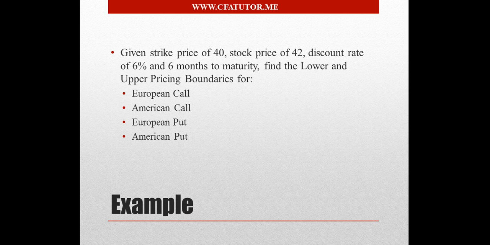Given a strike price of 40, a stock price of 42, a discount rate of 6%, and 6 months to maturity, find the lower and upper pricing boundaries for the European call, American call, European put, and American put. In particular, for all kinds of options available, we would like to find them for the following set of data.